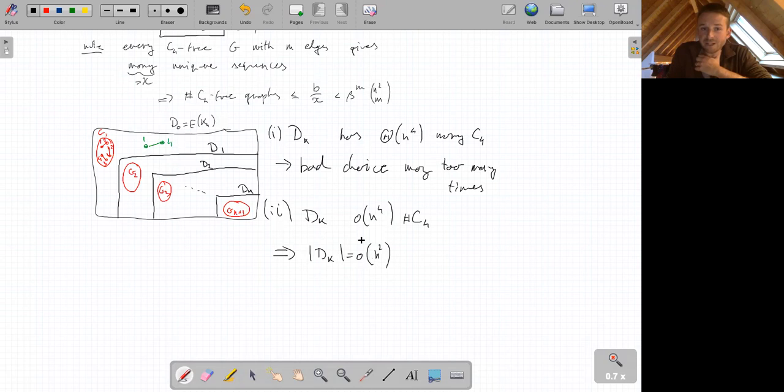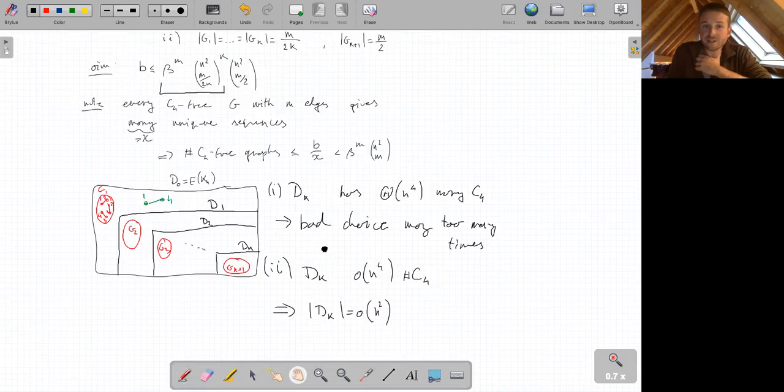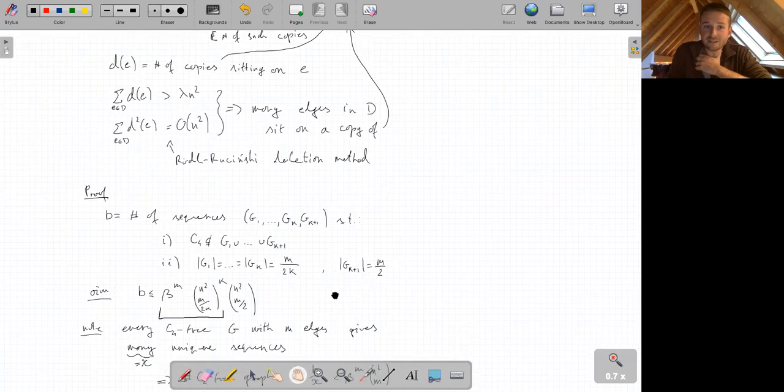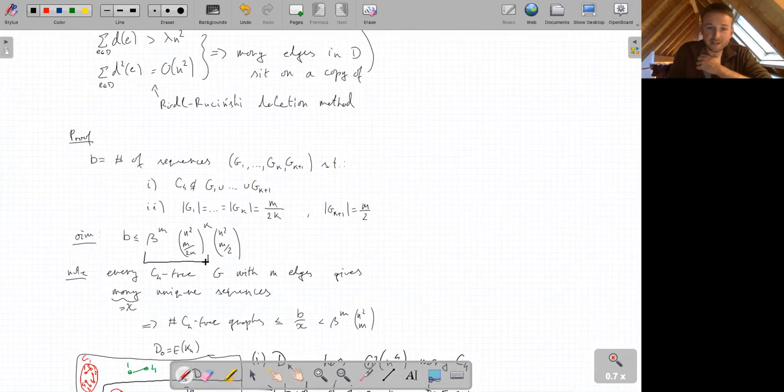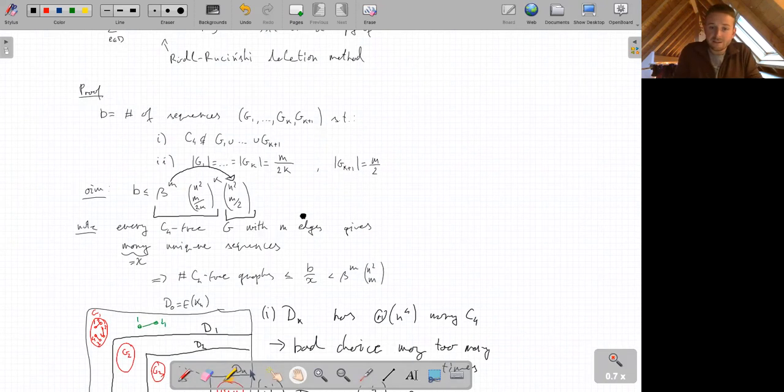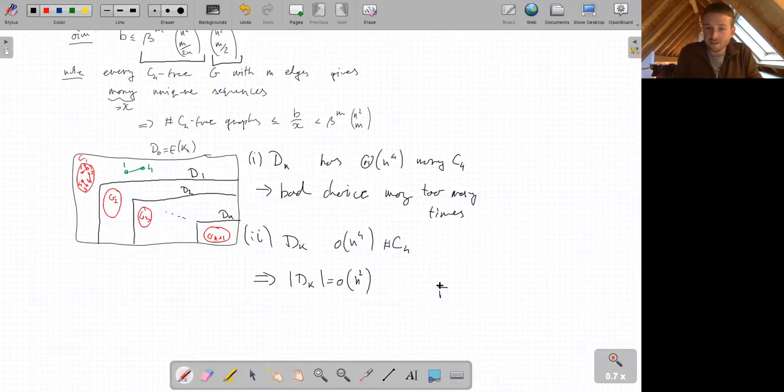But now from this really tiny set, we need to choose a lot of edges. And that shows that this beta to the m comes together with this. That's a very brief sketch of the proof. So this picture is the main thing to remember: every time we make a good choice for G_i, this set shrinks a lot; every time we don't make a good choice, potentially this doesn't move at all.